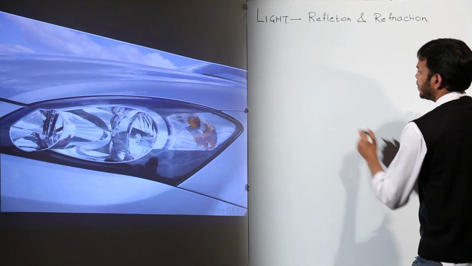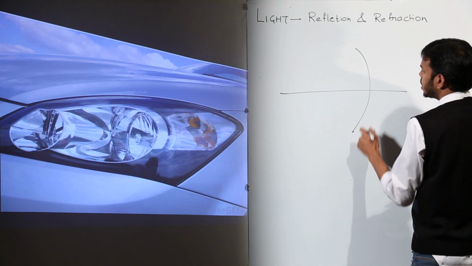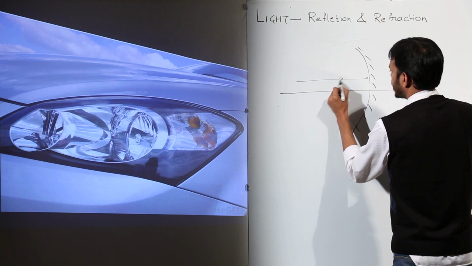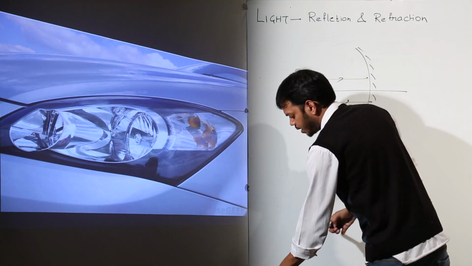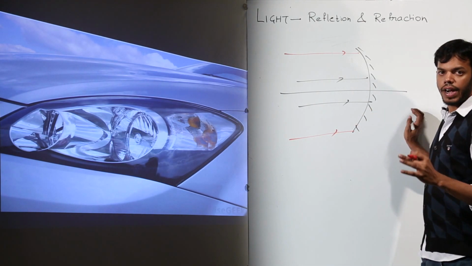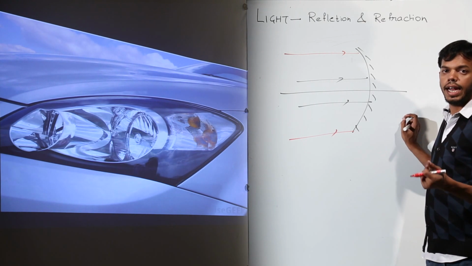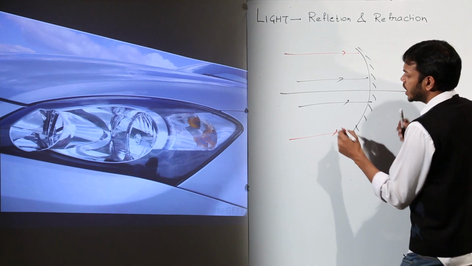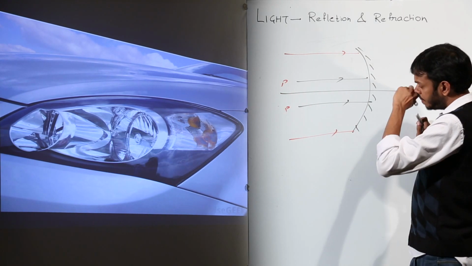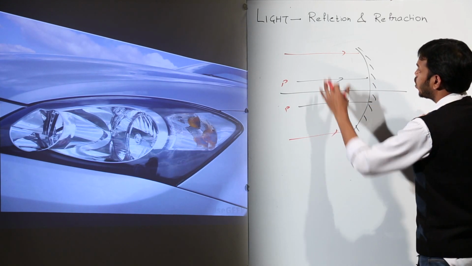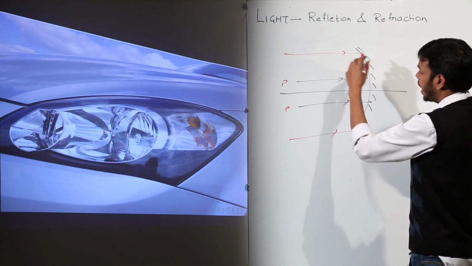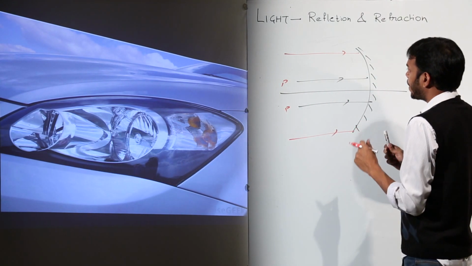Now what is spherical aberration? Suppose this is our concave mirror. I'm making two types of rays. One is these rays and one are these rays. These rays are termed paraxial rays and marginal rays. Paraxial rays are those rays which are very close to the principal axis, whereas marginal rays are those rays which are very close to the margin of the mirror.